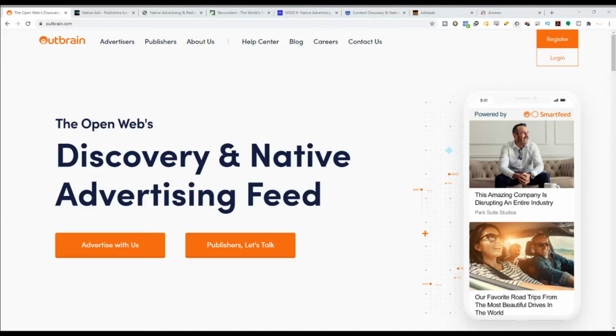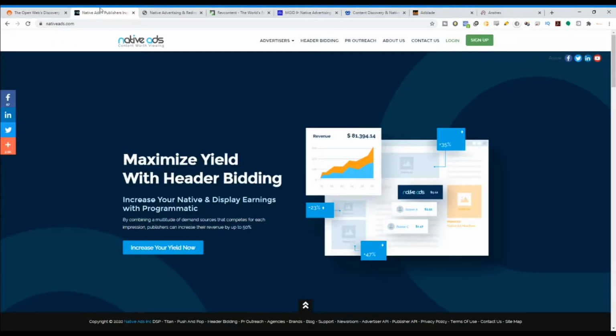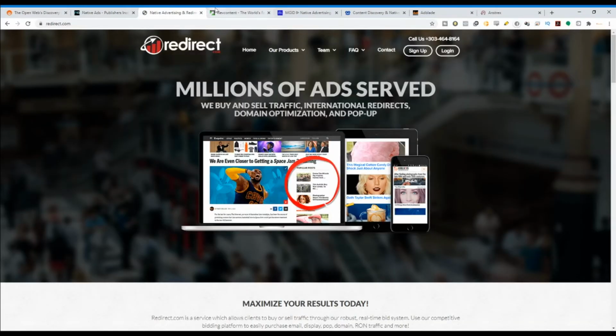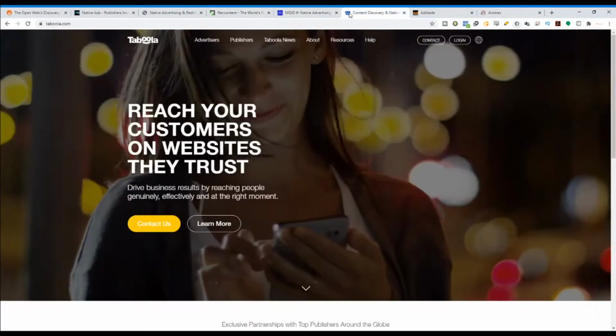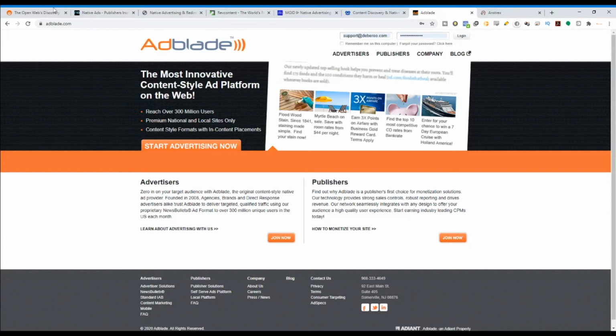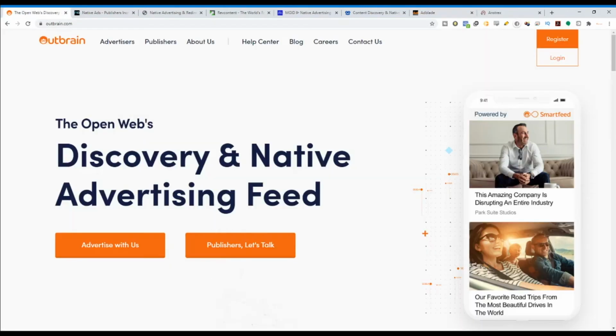There are a lot of native advertising platforms out there. The ones I can name, the ones I really know and use, are Outbrain, nativeads.com, redirect.com, Rave Content, MGID, Taboola, AdBlade. These are the very famous ones. I mean, definitely you know a few yourself.